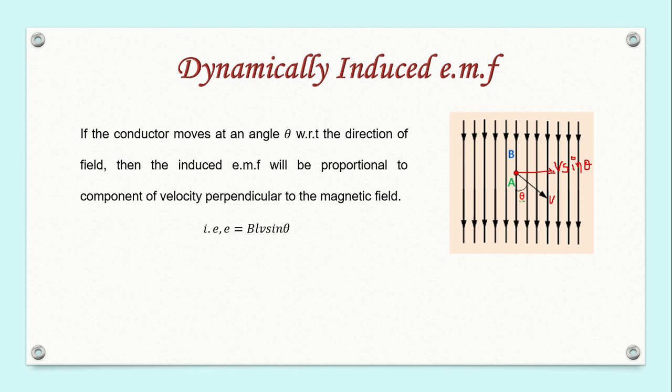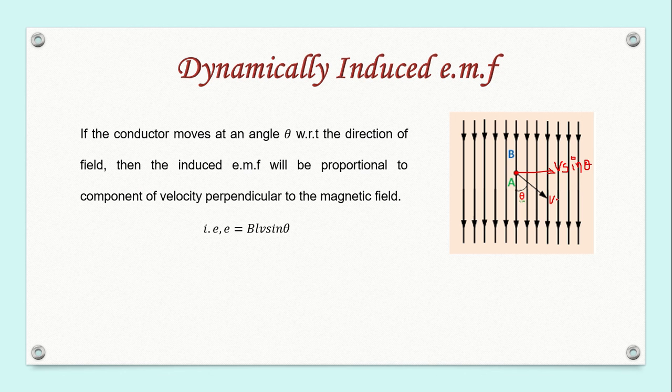And we know that no EMF is induced in this particular direction. When the conductor is moving in the direction of the magnetic field, no EMF will be induced in it. So we can neglect the cos theta component, and we have to consider only the sin theta component. When the conductor is moving in a direction which makes an angle theta with the direction of the magnetic field, the induced EMF will be proportional to the component of velocity which is perpendicular to the magnetic field.